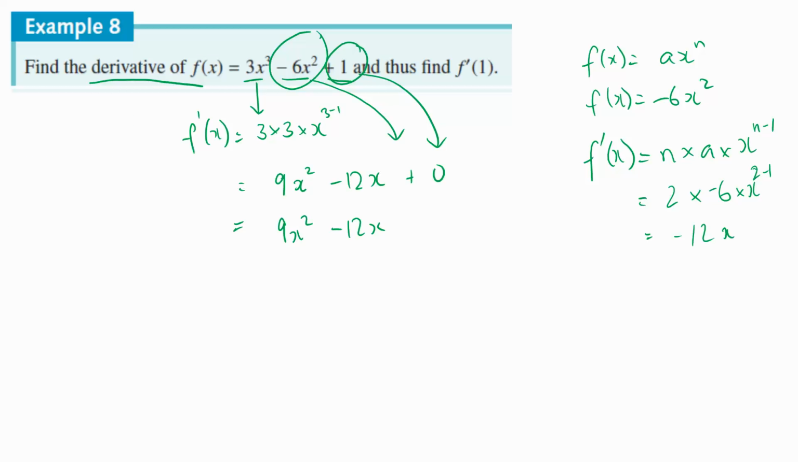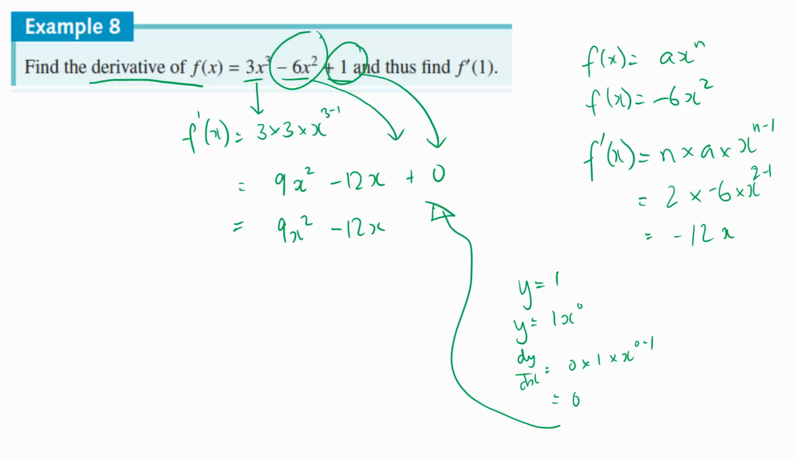Okay? Now, just keep in mind, just in case you forgot how to do it, derivative of y equals 1, another way of writing it is 1 times x to the power 0. Because x to the power 0 is 1. 1 times 1 is 1. Okay? So if you use the rule, dy/dx equals 0 times 1 times x to the power 0 minus 1, you can see that's why it's 0.